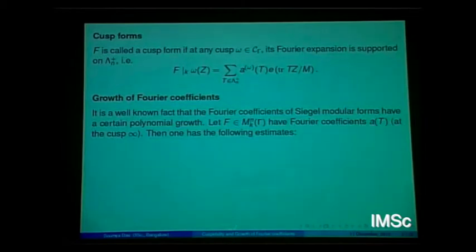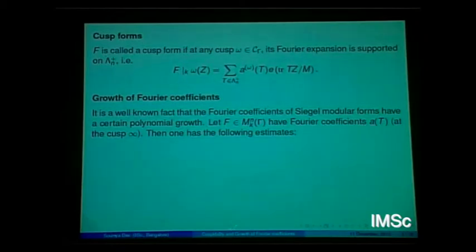It's a well-known fact that the Fourier coefficients of Siegel modular forms, which are a generalization of elliptic modular forms, have some bound. Deligne's bound is known as the Ramanujan conjecture, and in general we do know that they have some polynomial growth, and so let us recall that.